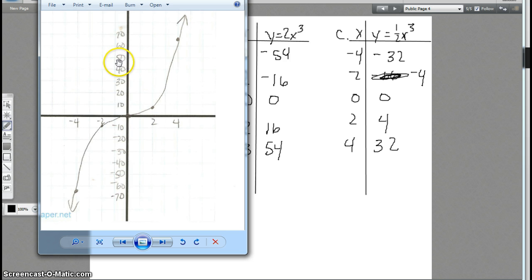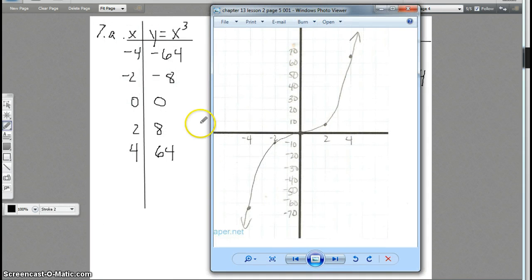Notice that in the instructions for number 7, it said let one unit on each y-axis represent 10. That's why my y-axis is 10, 20, 30, 40, 50, 60, 70, because it said to let each square count for 10 on the y-axis. My x-axis, each square just counts for 1. And so you can see what I have graphed here. I should have the point -4, -64, and here's -4, and that's about -64. -2, -8, here's -2, and that's about -8. 0, 0, 2, 8, and 4, 64.